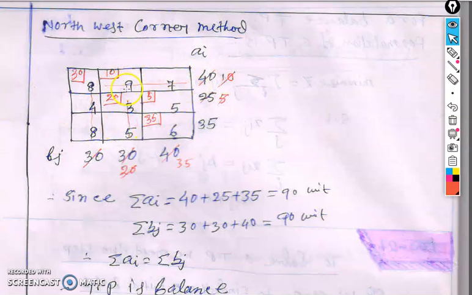So here we use, according to the naming of the method. It's very important. According to the naming of the method, it's very important. Again we repeat, the northwest corner method. It's a northwest corner method.